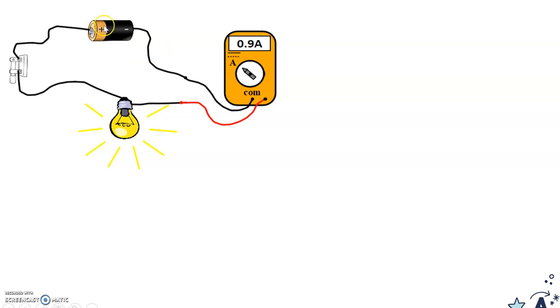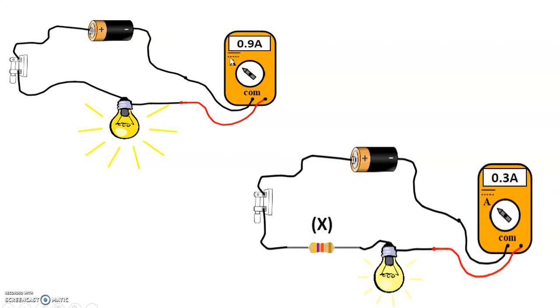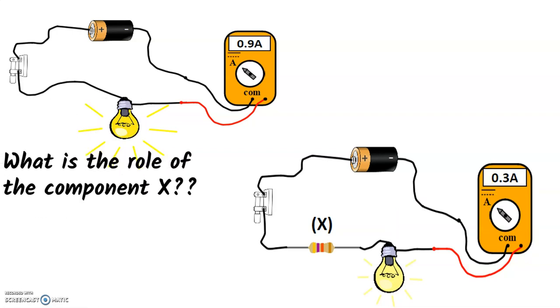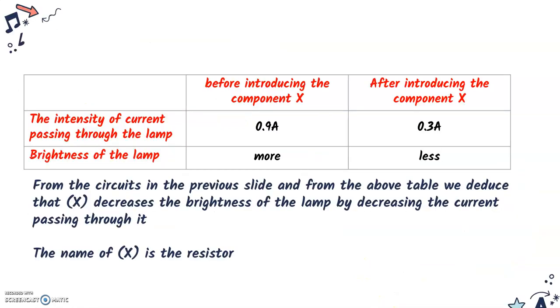Why? Because these two components are connected in series, and we know that in series we can apply the law of uniqueness of current in the circuit. So after introducing the component X, we observe that the display of the ammeter becomes 0.3 ampere and the brightness of the lamp becomes less. So what is the role of this component in the circuit?